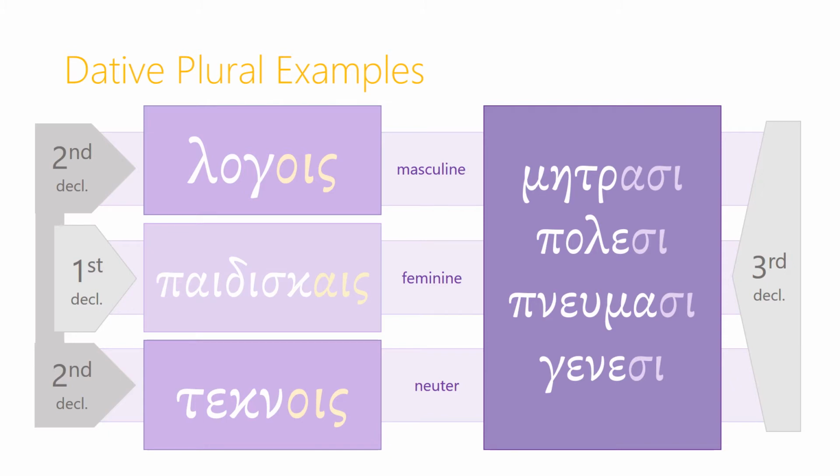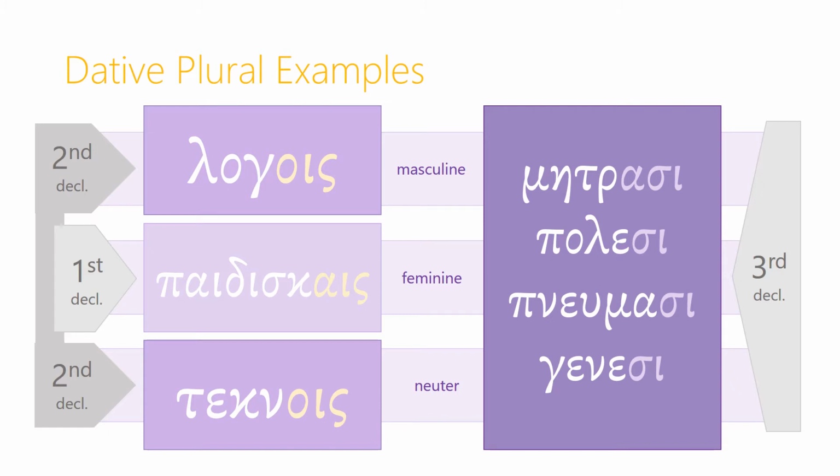So here are some dative plural examples. Logos becomes logois. Paidiske becomes paidiskais. Teknon becomes teknois. Metrasi is from meter. Polesi is from polis. Pneumasi is from pneuma. And genesi is from genos. In all of those cases, you just add the sigma iota, or in the case of meter, the alpha sigma iota ending onto the stem of the noun.